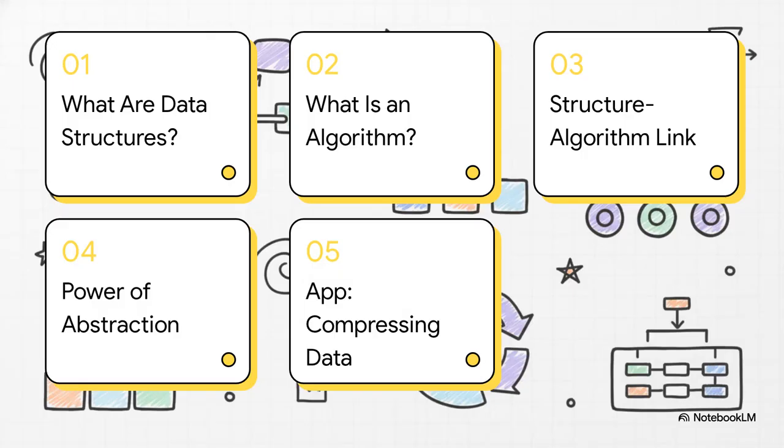All right, here's our game plan. We're going to start with how data is organized, then we'll look at the recipes that tell the computer what to do with it, we'll see how those two are connected, how programmers manage all this complexity, and then we'll cap it off with a really cool real-world example: data compression.